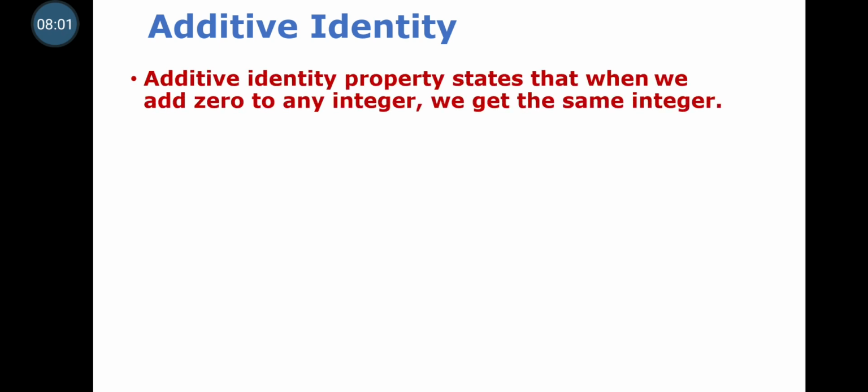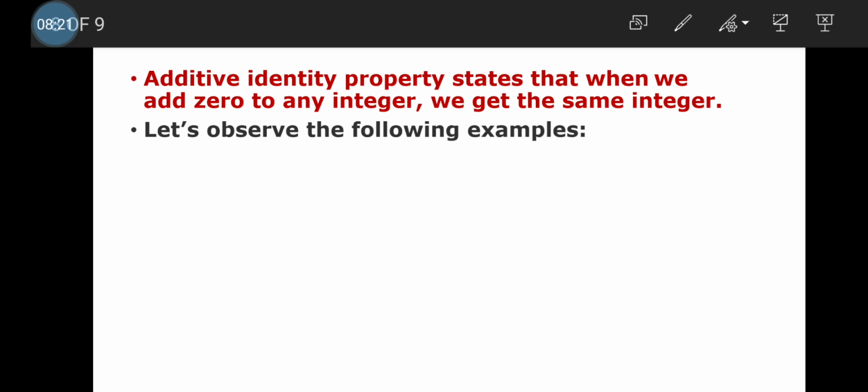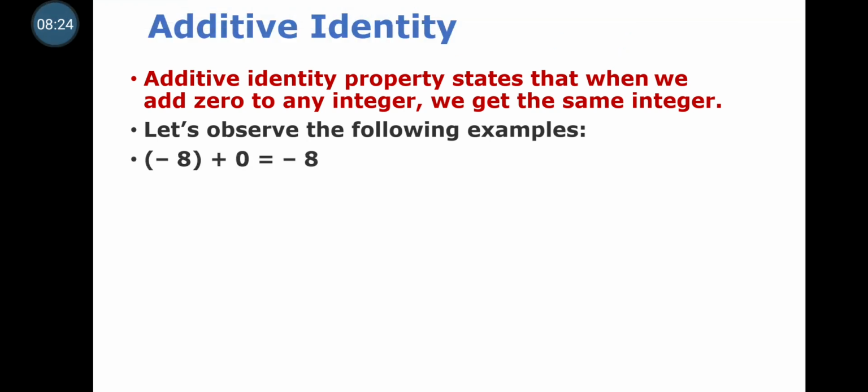Next is additive identity. The additive identity property states that when we add 0 to any integer, we get the same integer. So to any number, something should be added so that you get the same number. How is it possible? It is possible only when we add 0. So that's why the additive identity is 0. Here also you can see in the example, minus 8 plus 0 equals minus 8 itself, or minus 17 plus 0 is equal to minus 17 itself. So 0 is the additive identity.